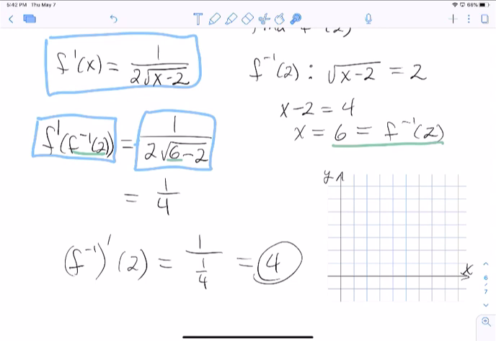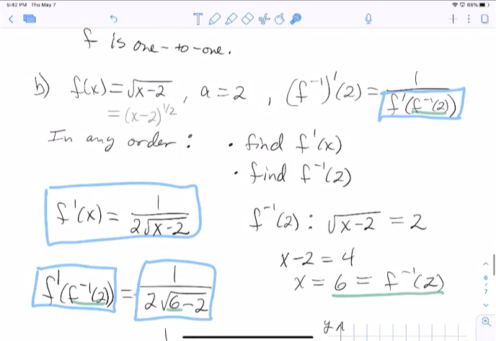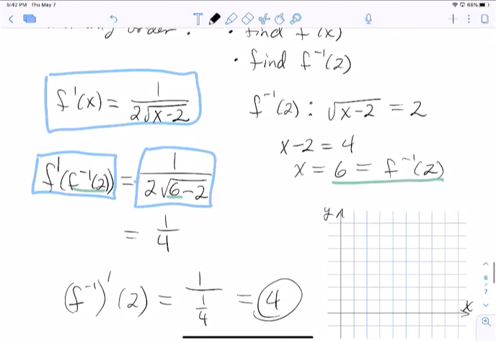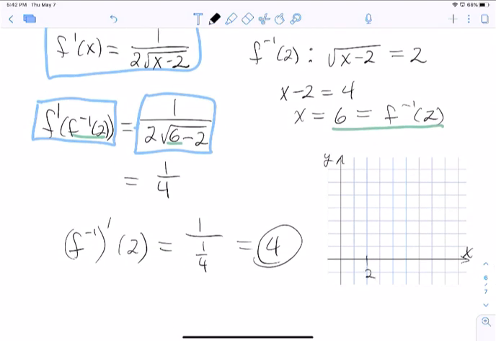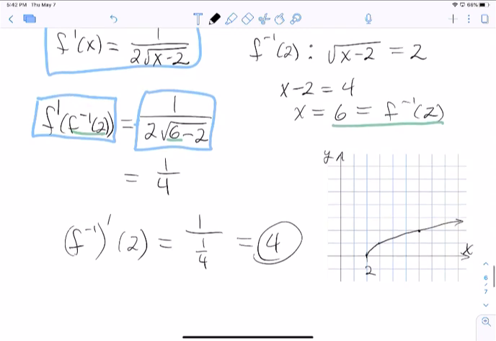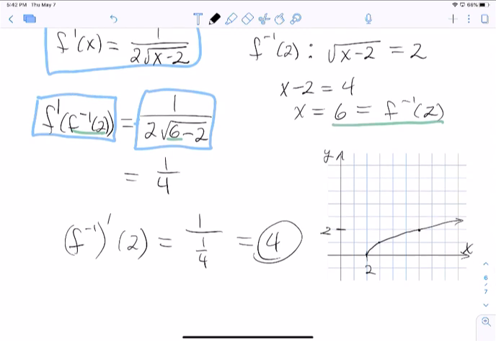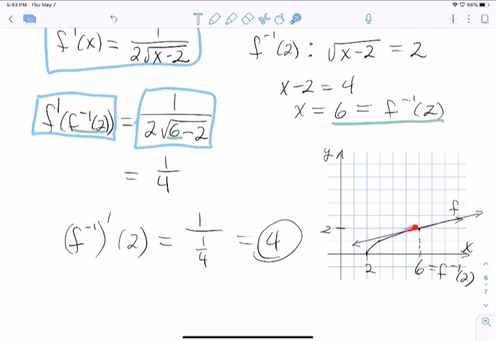Let's see visually what we've just done. Our function is f of x is equal to the square root of x minus 2. We know that to be the square root function that has been shifted to the right by 2 units. And associated with the output of 2 is an input of 6. So that's our f inverse of 2. And just for completeness, I've included a tangent line here.